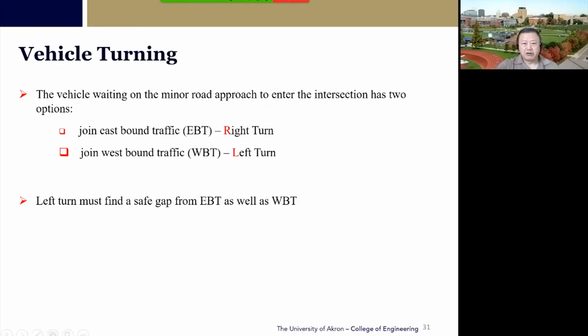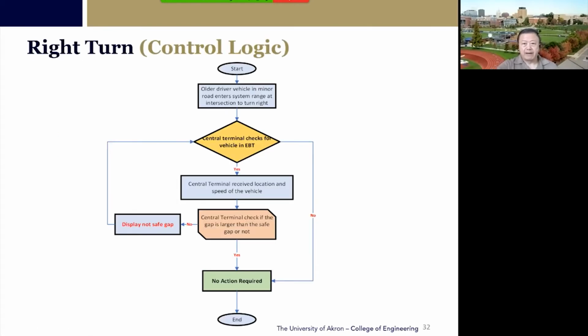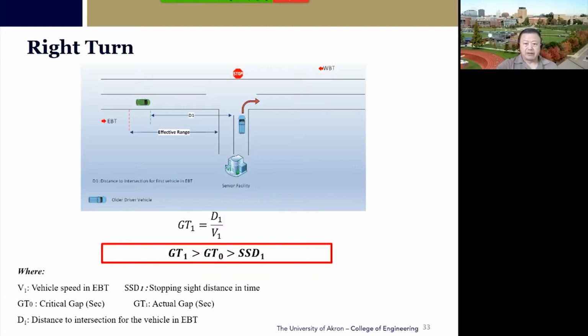Vehicles turning from the minor roads, of course, either turn right or turn left. But for left turns, we all know it's more complex. It requires a safe gap not only from the eastbound traffic, but also the westbound traffic. And this is the control logic for that. I explained it already, and here I show this chart again. This is the condition, and that is for single lane situations.